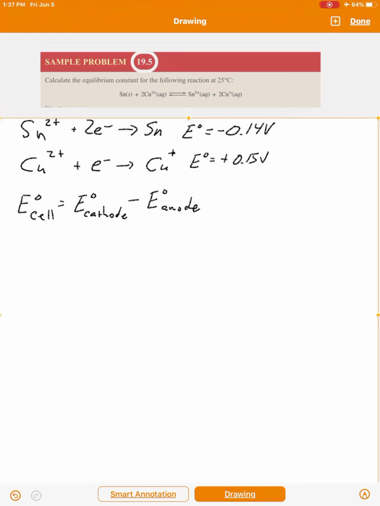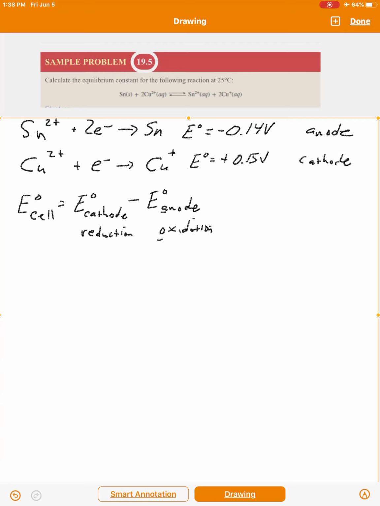The cathode is the one that's reduction. Remember, reduction is cathode, and the anode is oxidation. A and O, both vowels. So the tin, Sn, becomes Sn²⁺. That's oxidation, right? It became positive, so it lost electrons. So this is going to be the anode. The copper 2 is becoming copper 1, less positive. That means it's gaining electrons. That's reduction, so that's the cathode.